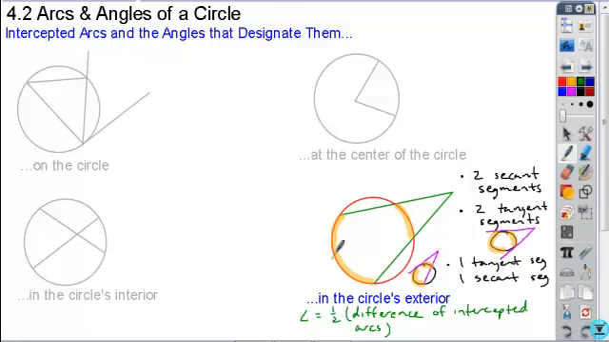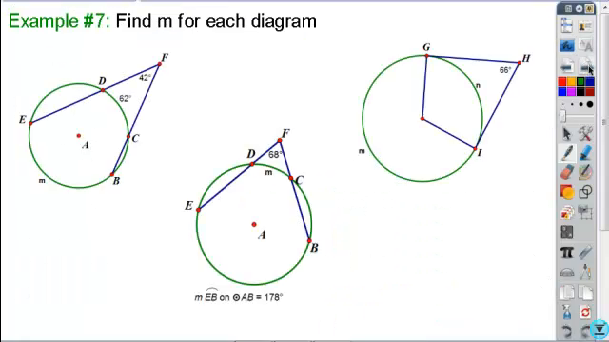So again, if we were to identify this as M and N here, the calculation for this is the angle equals 1/2 of the difference, M minus N. All right. So let's take a look at how these particular calculations would occur. And I'm going to talk through the first one and then give you a chance to do a couple others.